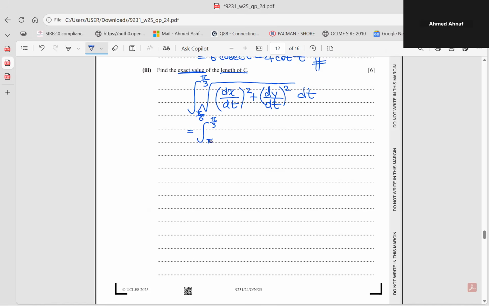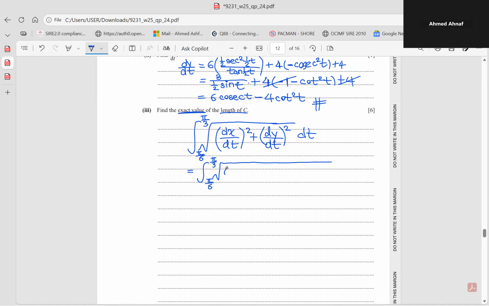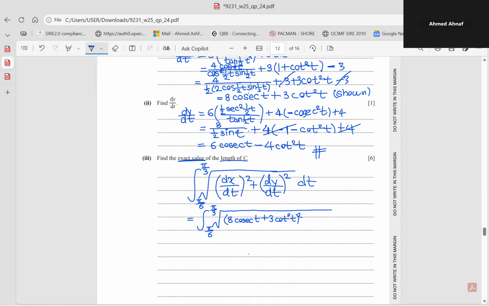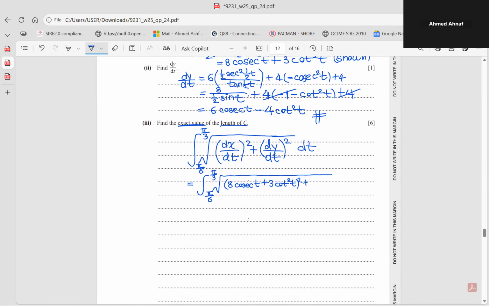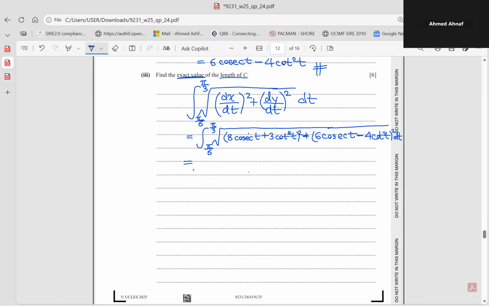I'm just going to make my handwriting a bit smaller. So, square root, and dx/dt is 8 cosecant t plus 3 cotangent squared t, plus 6 cosecant t minus 4 cotangent squared t, all squared, dt.